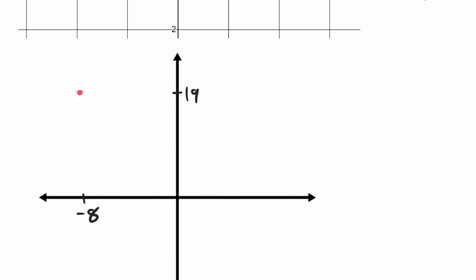Next point's at -5 and 25. That's going to be a little bigger. So there's our second point. Our third point is at -2 and 19. So that's going to be back over here. Our fourth point is 1 and 13. And our final point is at 7 and 25 again. So maybe over here, 7 and back to 25.